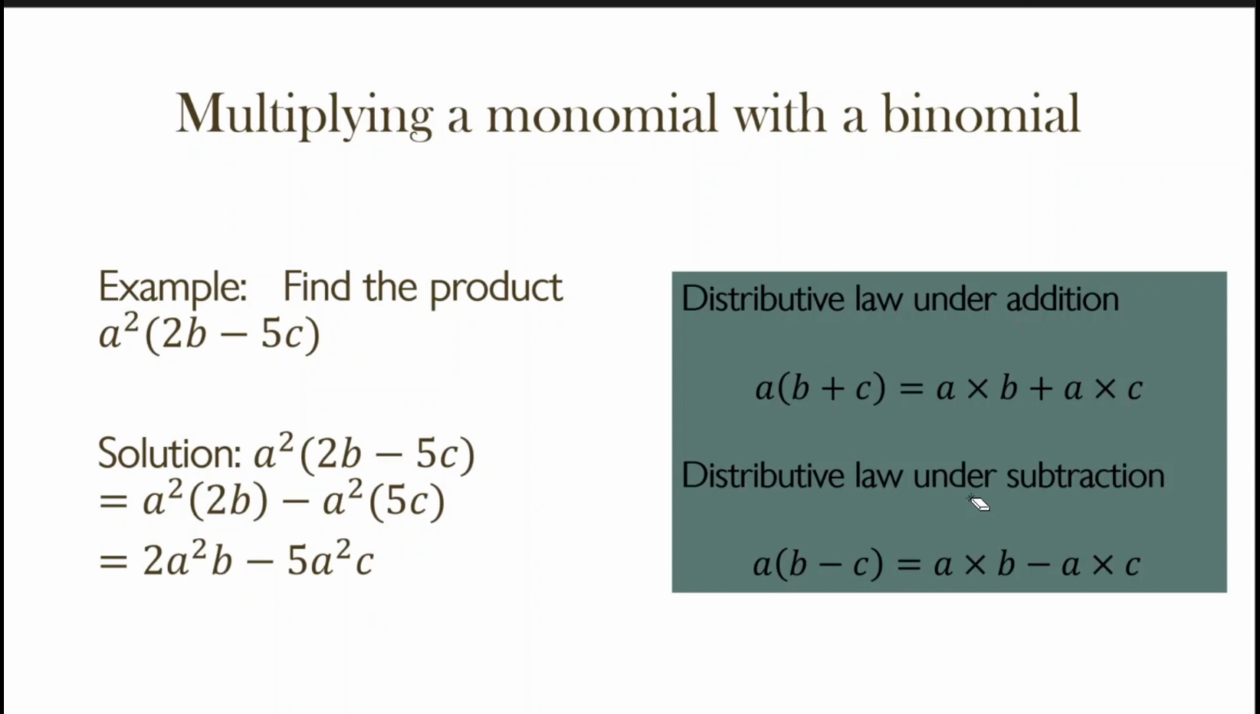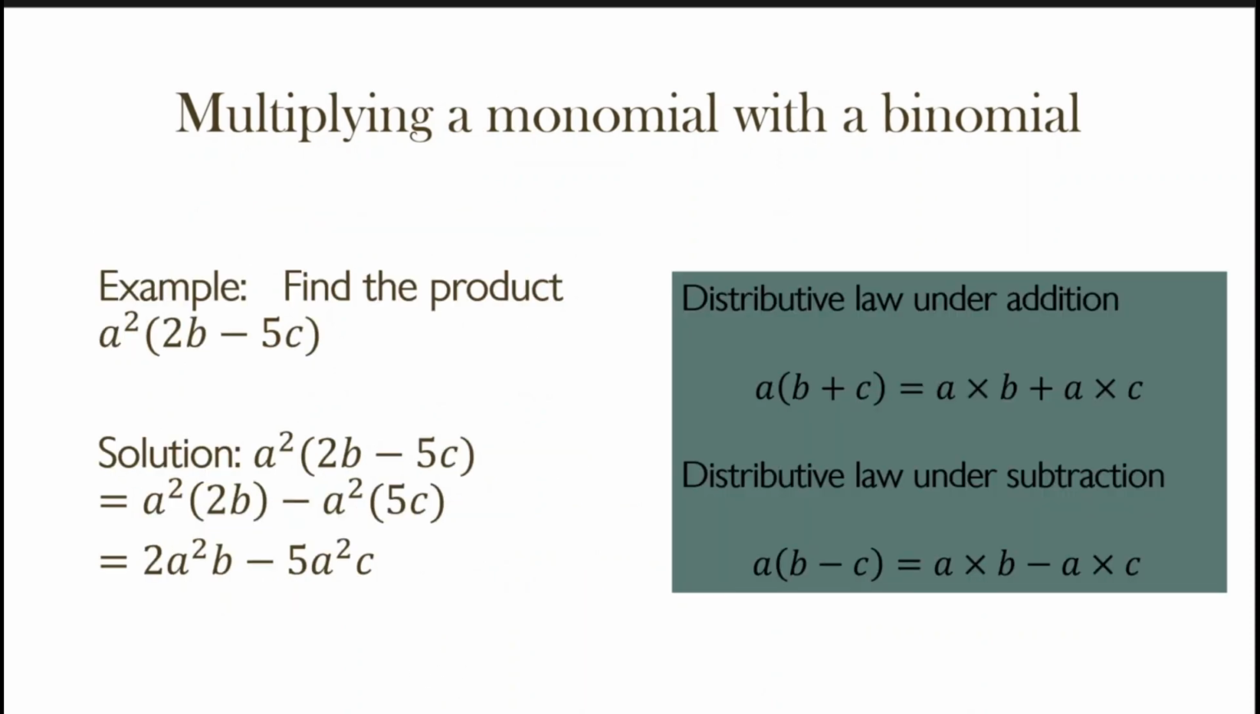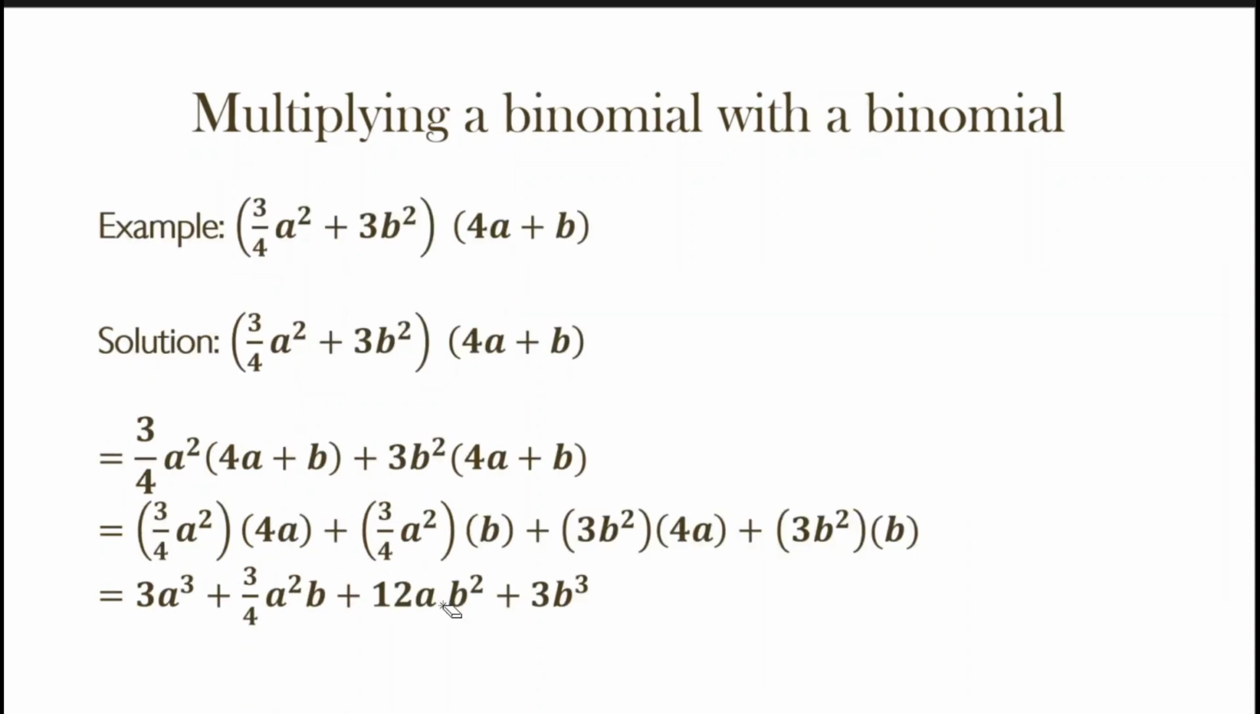Now moving to the second one, which says multiplying a binomial with a binomial. In the previous one, we were multiplying expressions in which one had just one term and the other had two terms. But here it's a binomial multiplied with a binomial. It means both the expressions that you are going to multiply would have two terms each. Like in 3/4 a square plus 3b square, there are two terms, and in 4a plus b there are two terms. So what to do in that case?